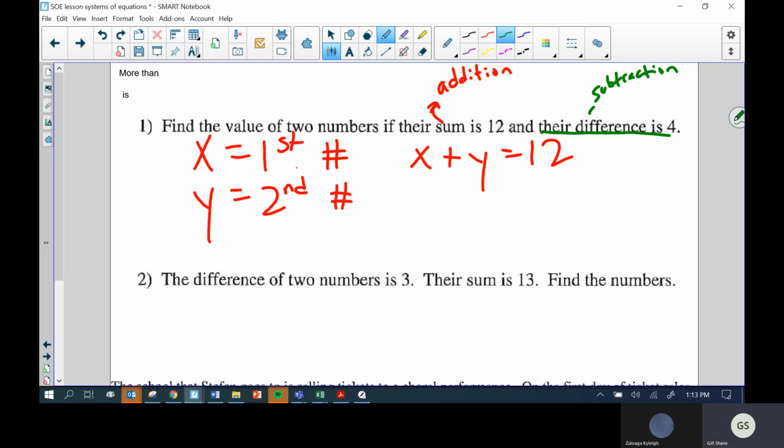More than is also addition. More than is addition. So therefore, less than is also subtraction. Greater than, like 3 greater than another number, would also be addition. Again, I'm taping it if you need to go back and look at it. Greater than is also addition.